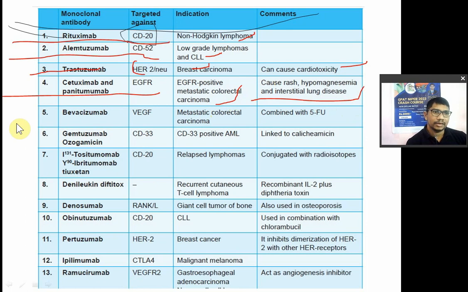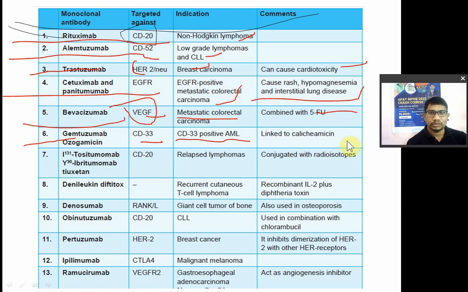Then next आता है आपका bevacizumab. So again it is a targeted monoclonal antibody against the vascular endothelial growth factor, responsible for angiogenesis. So it is used in metastatic colorectal carcinoma along with 5-fluorouracil. Gemtuzumab ozogamicin, against the CD33 cells. So acute myeloid leukemia, CD33 positive acute myeloid leukemia, so used okay.